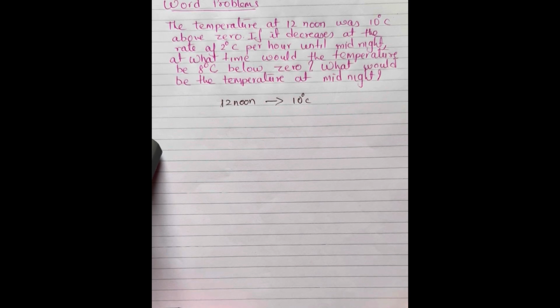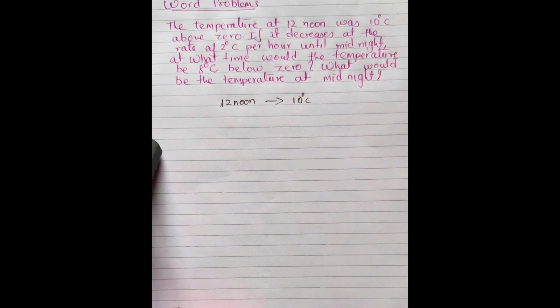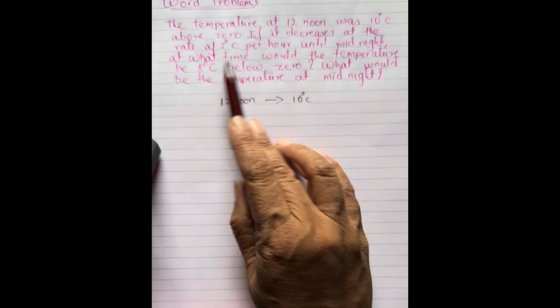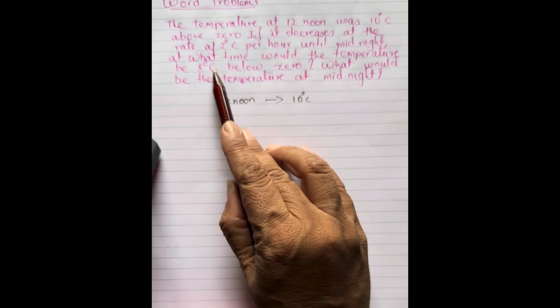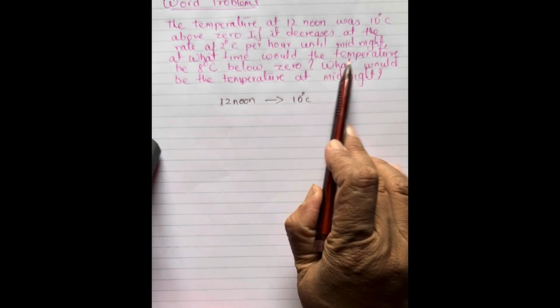If it decreases at the rate of 2 degree per hour, it means at every hour it is reducing by 2 degrees, right? It is decreasing until midnight. So this goes on until midnight. So at what time would the temperature be 8 degree below zero? 8 degree below zero means minus 8 degree. That is one question. And they have asked one more question. What would be the temperature at midnight?